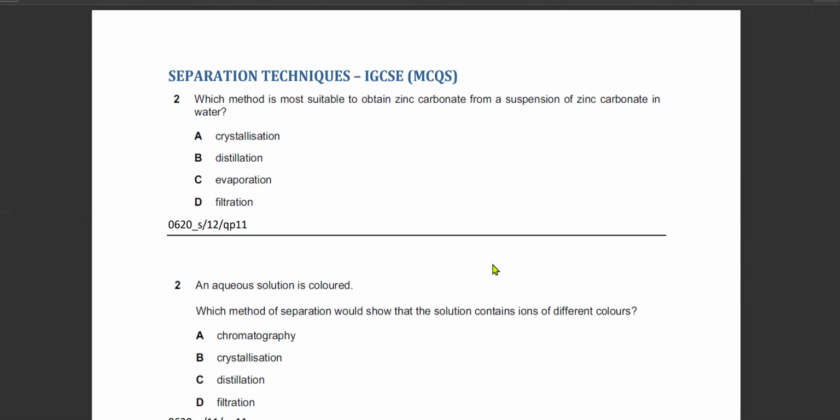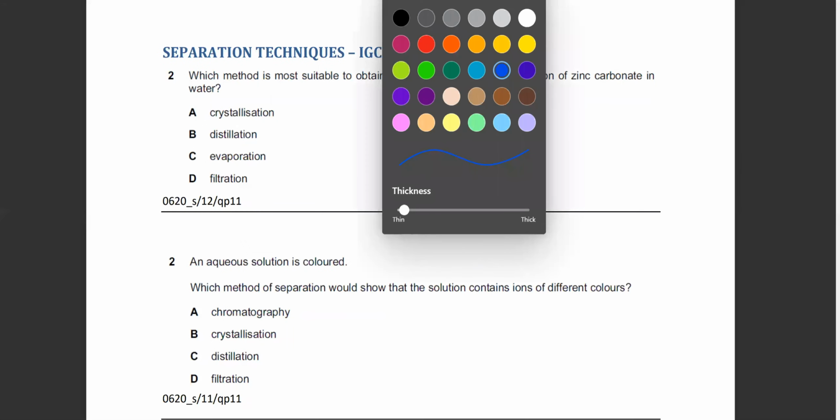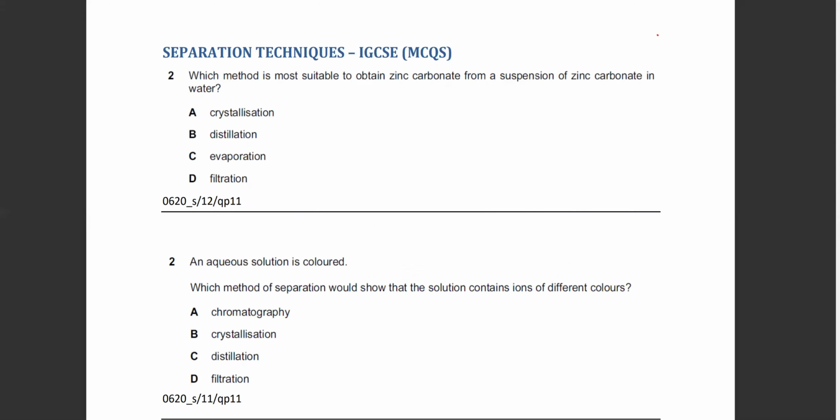Now, a lot of things you haven't studied yet, but I'm going to talk about them. For example, you don't know what zinc carbonate is. The first question is to find the most suitable method to remove zinc carbonate from water. I'll explain what zinc carbonate is. Zinc carbonate is insoluble, just like sand being insoluble.